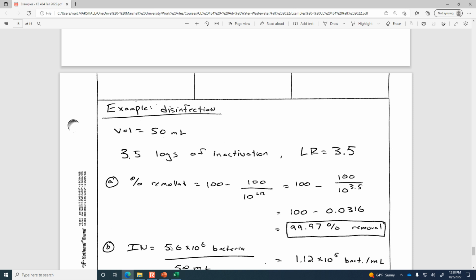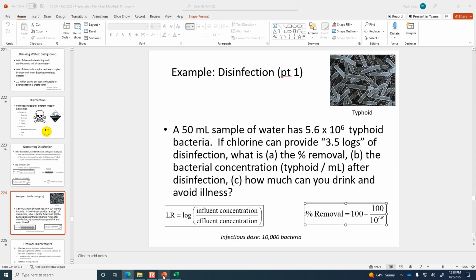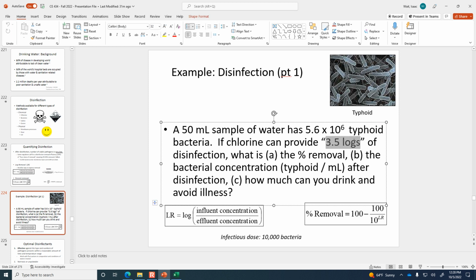Any questions on part A? The log removal is just given here. Now, normally you wouldn't be given the log removal. You'd maybe be given the chlorine concentration, and then they'd have to do some sort of lab tests to determine how the chlorine responds for this particular water with this particular NTU. But through experimentation or some additional info, we could find out the log removal.